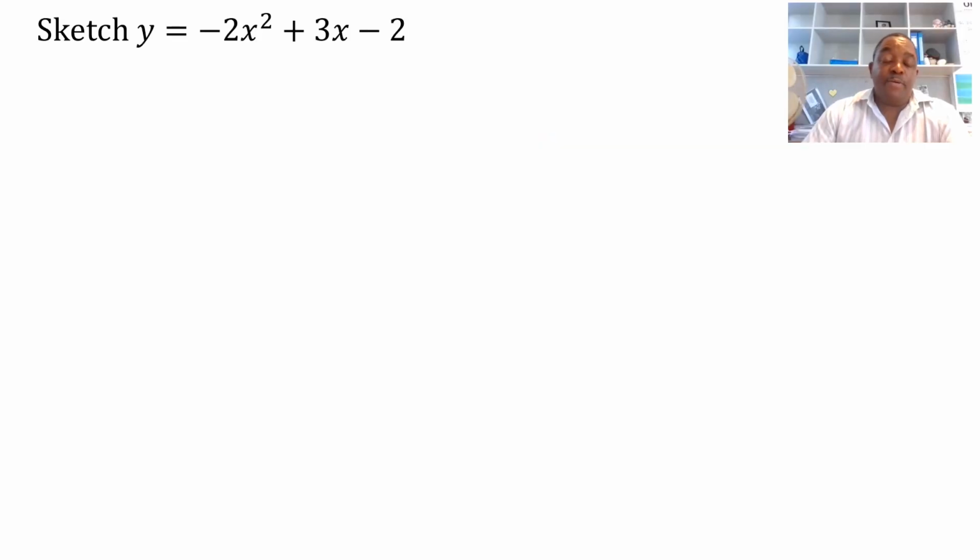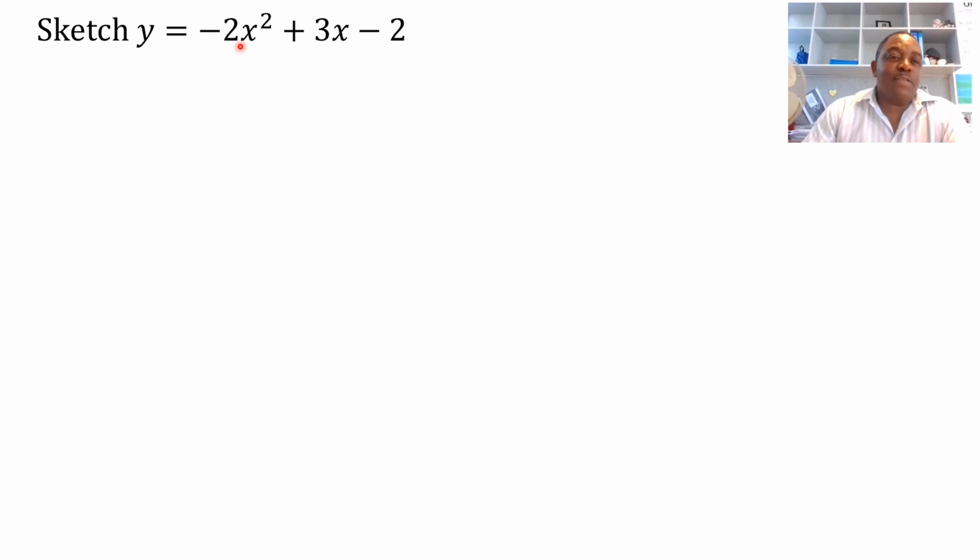Right, here's our next example. y is equal to negative 2x squared plus 3x minus 2. Now here again, we've got a standard form of a parabola that you can expect of y is equal to ax squared plus bx plus c. In this standard form, we easily determine the y-intercept, which is the value for c. In this case, it's negative 2.